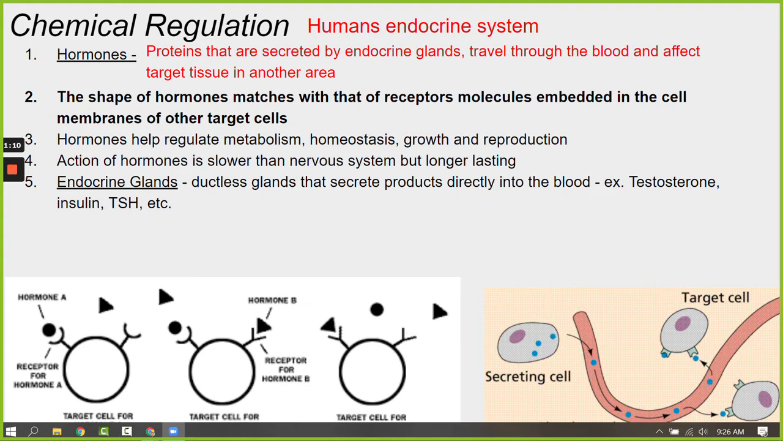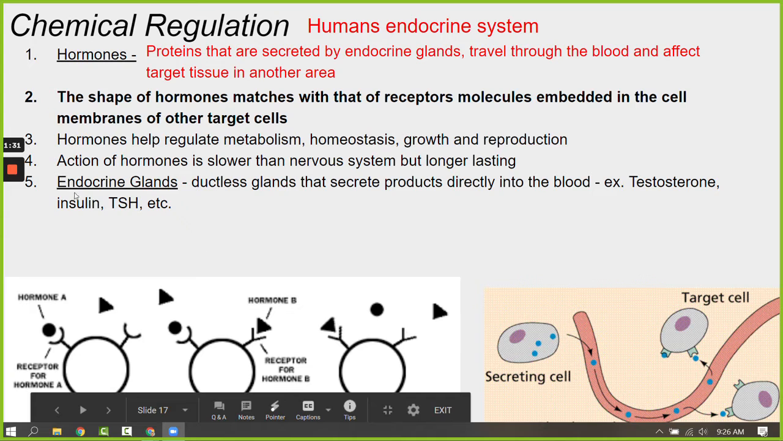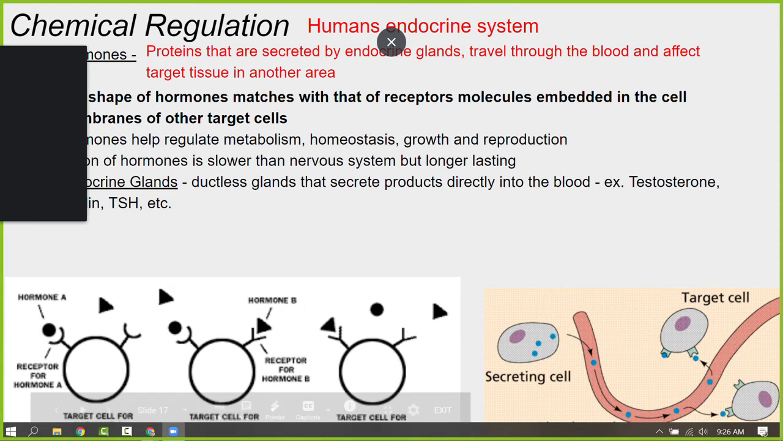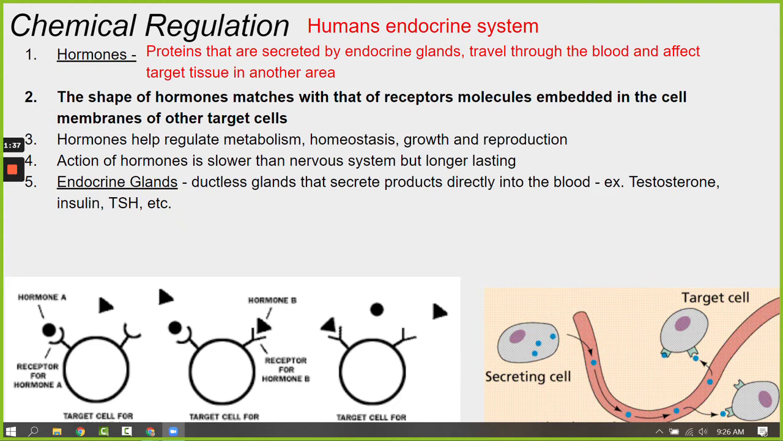So our endocrine glands produce these hormones, and they travel through our blood, and they have an effect on a specific part of our body, a specific what we call a target tissue in another area. Can anyone name an endocrine gland? Like if I ask you, what's a gland in our body that produces hormones? Anybody have an idea?